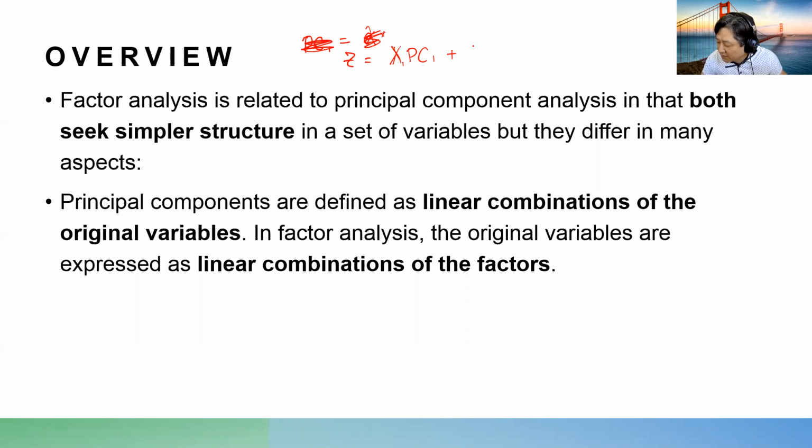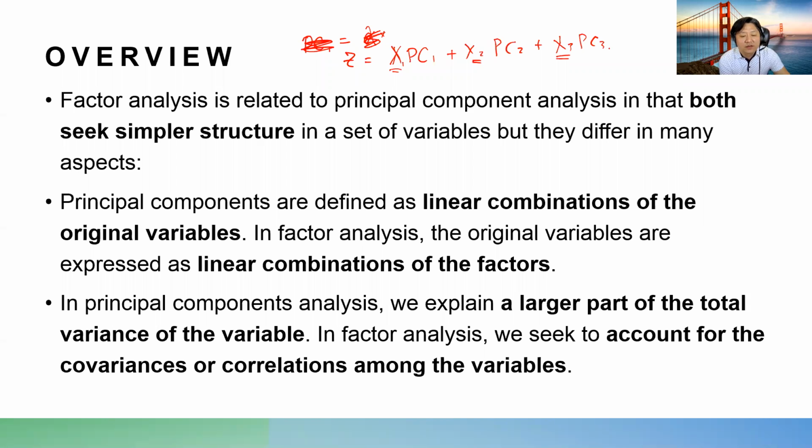x1 plus x2, PC2, x3, and PC3, right? So these are all the x's. These are x, right? And then the principal components are defined as a linear combination of original observed variables, but factor analysis is using F. So it uses the factor scores instead of observed scores.